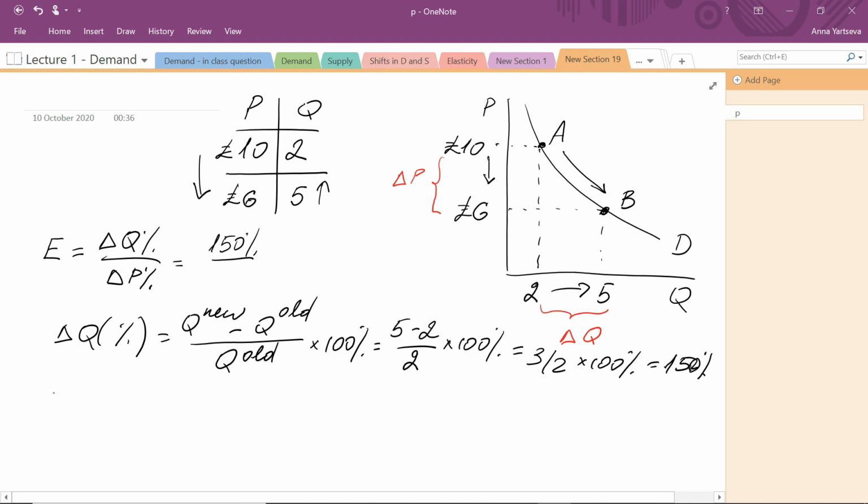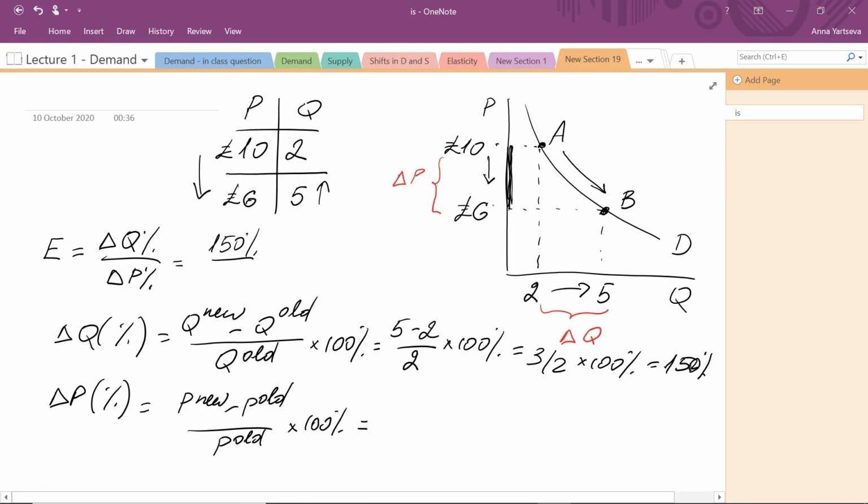Okay? Next, we need to calculate change in price in percentage terms. So we are trying to figure out how big is this drop in price. We are following the same idea. We take new price, subtract old price, divide by the original price, old price, and multiply by 100%.